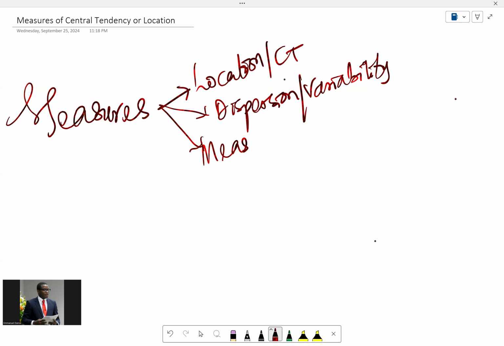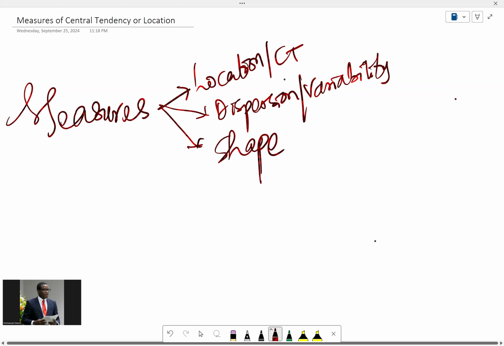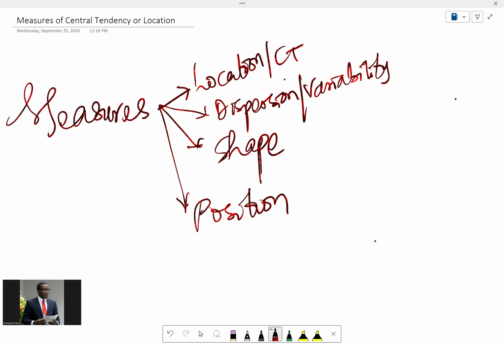Measures of location are things like mean, median, mode, that is central tendency. Measures of dispersion will be things like interquartile range, standard deviation, variance, and all of that. You also have measures of shape, things like skewness and kurtosis. And then there's measures of position, when you talk about percentiles, deciles, and quartiles. Those are the measures we have in statistics, and we're taking this one after the other.